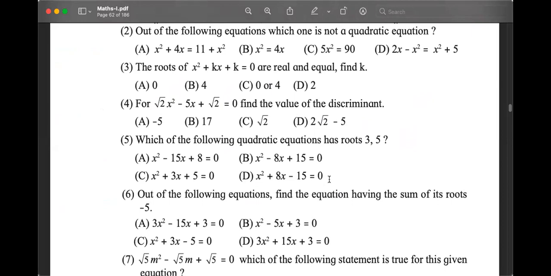It is completely opposite. Now it is asking out of the following equations, which one is not a quadratic equation. पहला था which is a quadratic equation. Now it is asking which one is not. This should be much faster. 2 minutes. Answer and reason.